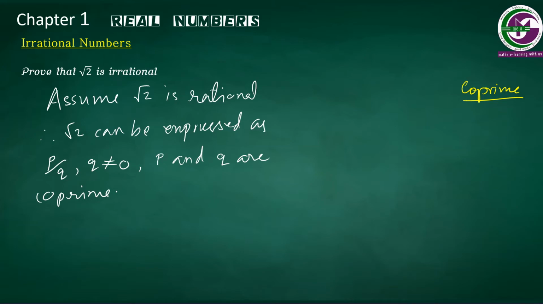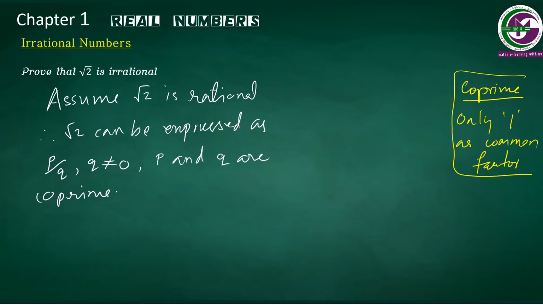So co-prime means only 1 as a common factor. A pair of numbers which have 1 as the only common factor is called co-prime numbers. We'll see that P and Q do not have any common factors.